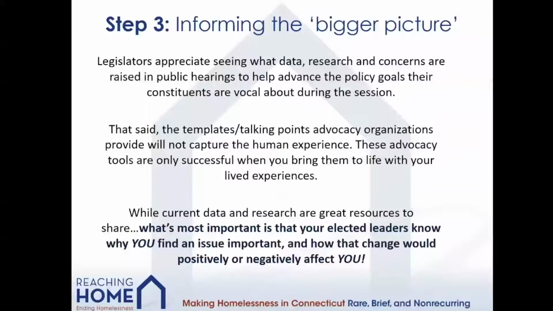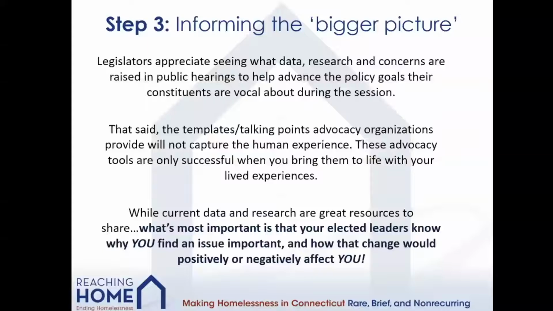And what I've written here down at the bottom is what's most important is that your elected leaders know why you find an issue important and how that change would positively or negatively affect you. So when we go to the legislature and there's a bill that we're looking to testify on, we'll determine as an organization what we feel the policy or the bill in particular is advocating for, if it's a positive change to the system, or if we feel it's a negative change to the system, why we feel that way. And then we share out our perspective on that and encourage our advocates to say, yeah, this is a problem.